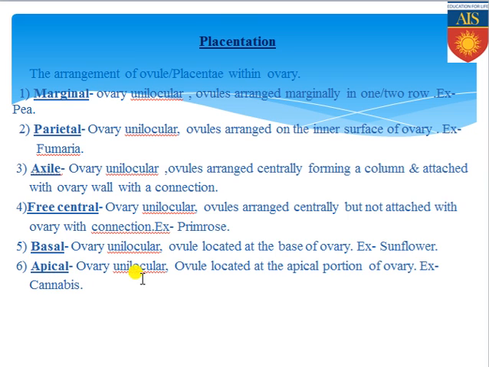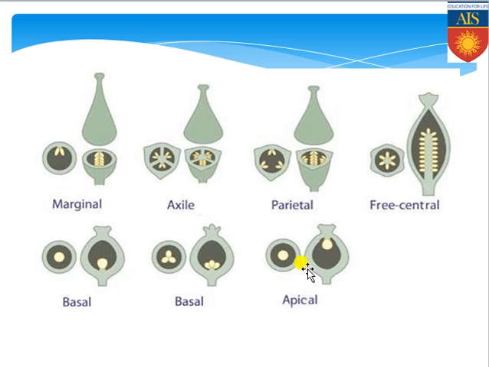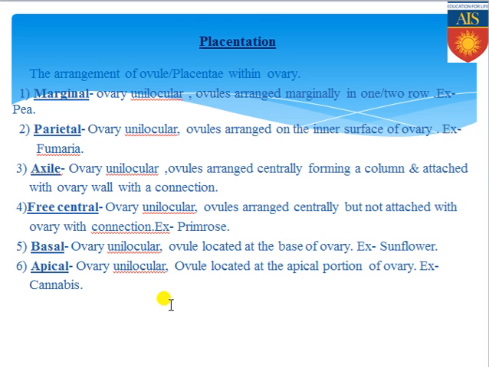In case of apical, keep it in your mind, the ovary is unilocular and the ovule is located at the apical portion of the ovary. You can see this one, the apical portion of the ovary, this is the ovarian chamber and the ovule is connected to the apical portion. From the upper view, if you take the picture, it will look like this. The example is Cannabis sativa.